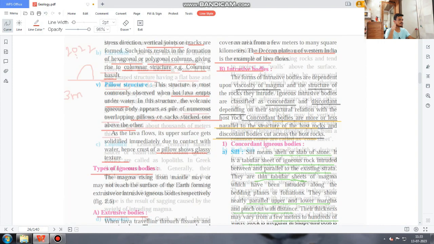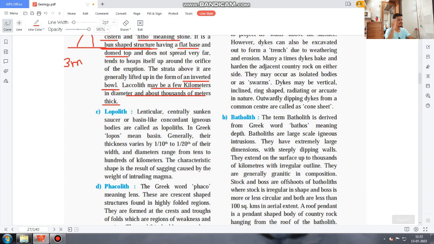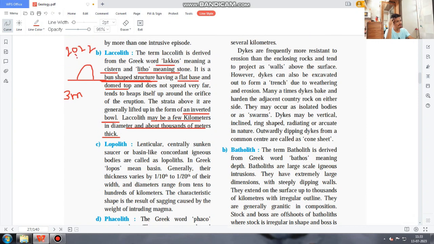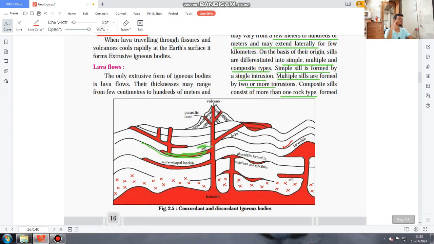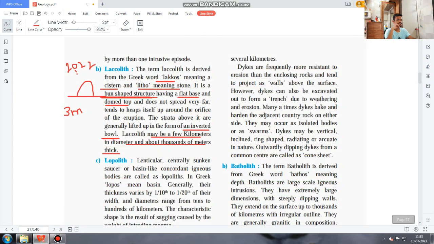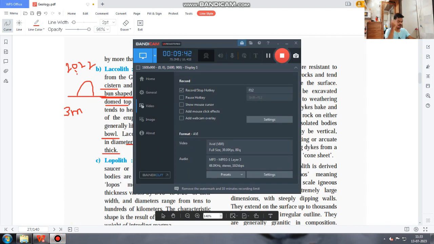So see, are they cutting across? No, see, they are parallel. Okay, they are parallel. This is laccolith. So it comes for 3 marks. You have to truly draw this sort of diagram resembling the host rock, and this description. 2 marks for description and 1 mark is for diagram. Okay, this had come in 2022.